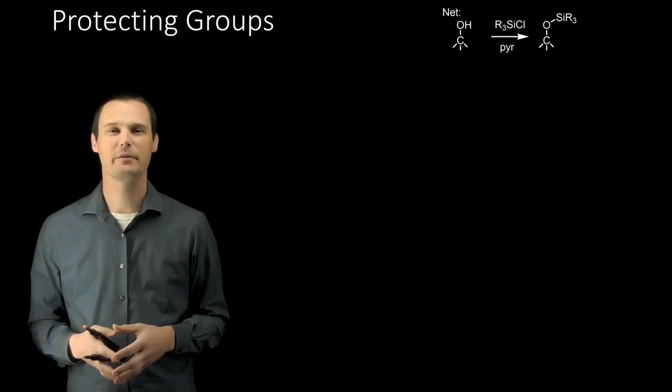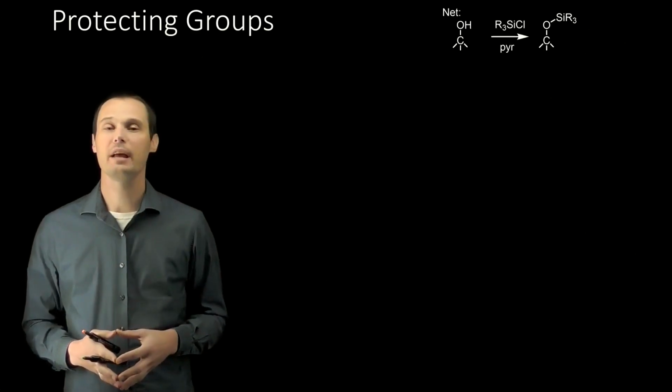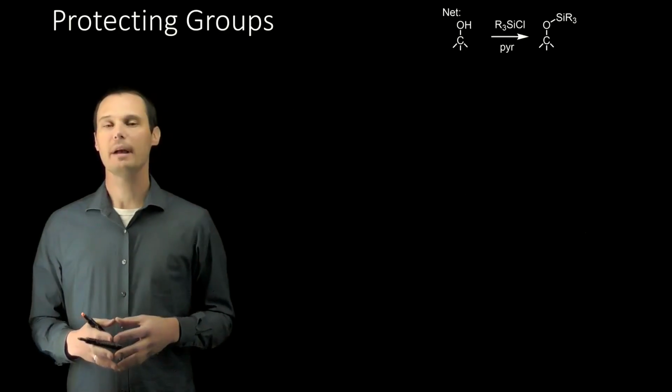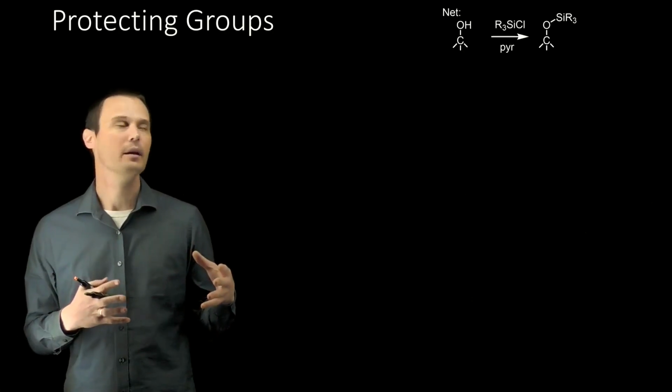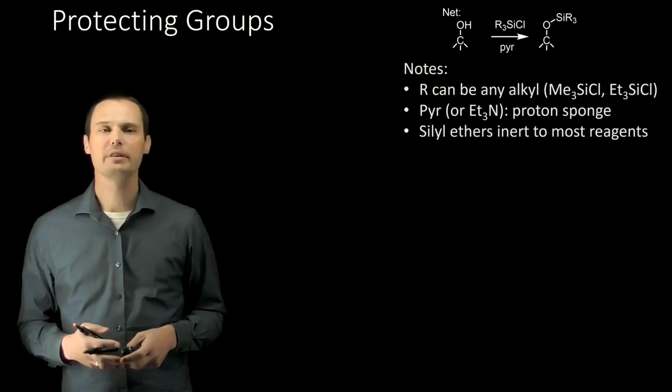Okay. Let's step aside for a moment and learn how to put protecting groups on and take them back off. Our net reaction for putting a silyl ether protecting group on is going to be some kind of alcohol reacting with some kind of trialkyl silyl chloride and pyridine to form the silyl ether protecting group. Some notes for this reaction.